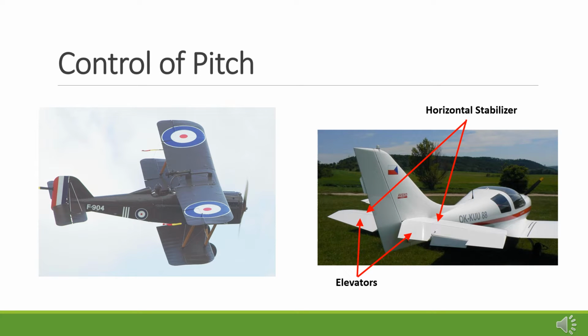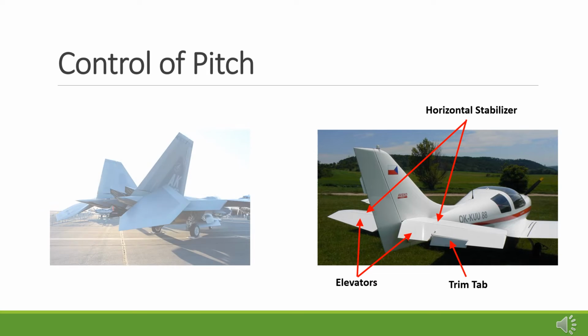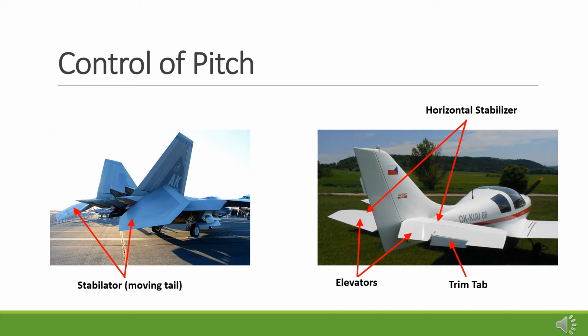Some aircraft also have trim tabs to support elevator function that are also located within the elevator at the rear of the horizontal stabilizer. In some high-speed, high-maneuverability aircraft, there is no fixed horizontal tail, and control surfaces are a single movable component called a stabilator or moving tail. We will discuss these and other flight surfaces in the lesson on advanced controls.